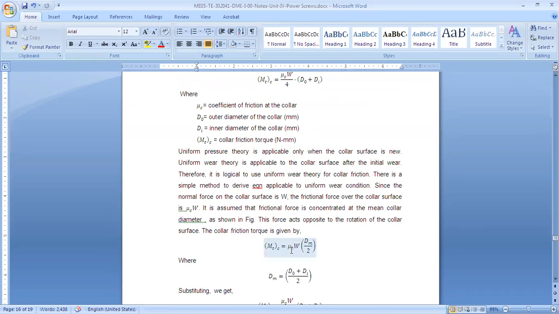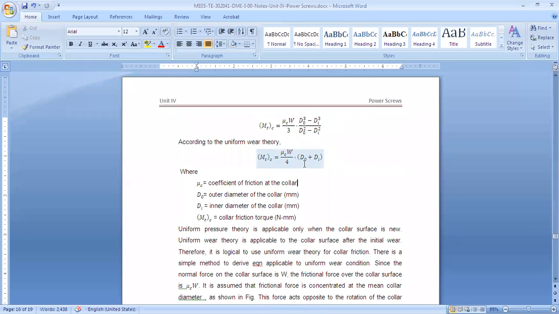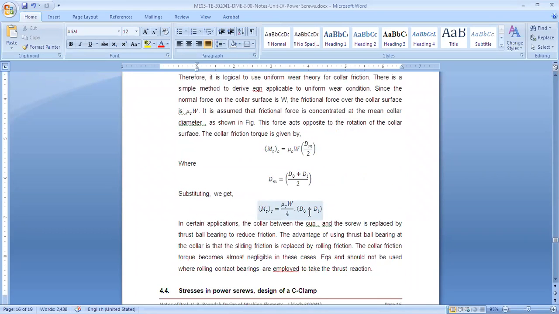So if we take that, then we will get this equation as mu c into W into dm by 2. This (di plus dO) by 4 will be dm by 2, and this is the equation of the collar friction. Mu c into W into dm by 2, where dm is equal to mean diameter of the collar, di is inside diameter, dO is outside diameter, right? So the collar friction torque, or the torque required as per the uniform wear theory to overcome the collar friction, is mu c into W into dm by 2.